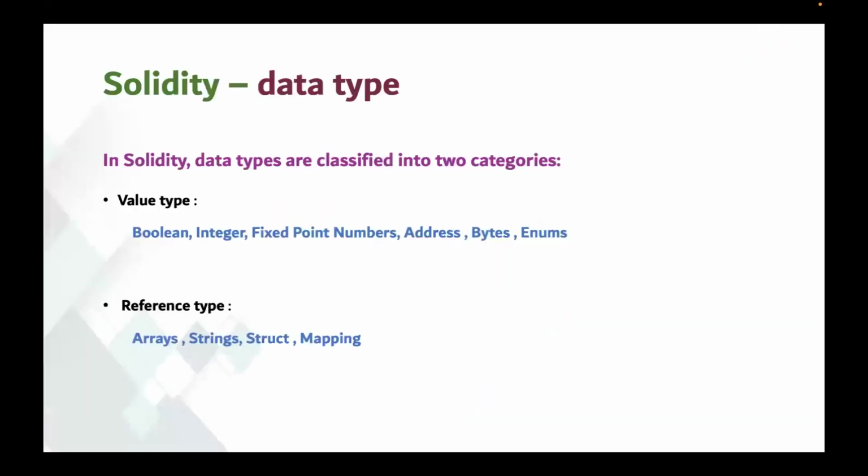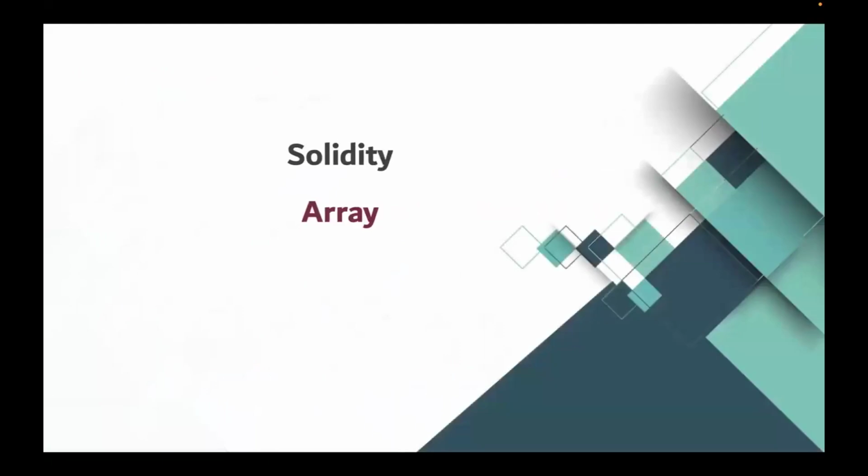Before we dive into mappings, let's briefly review the two categories of data types in Solidity. As we mentioned before, data types are classified into two categories: value type and reference type. Today, inshallah, we will start by talking about arrays and then we will move to mappings.